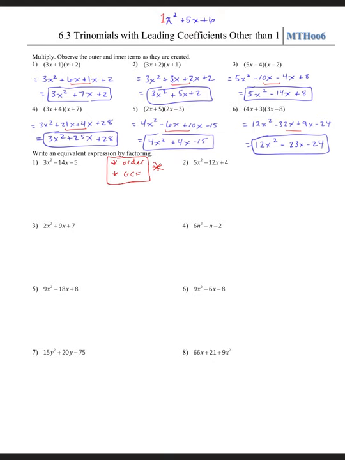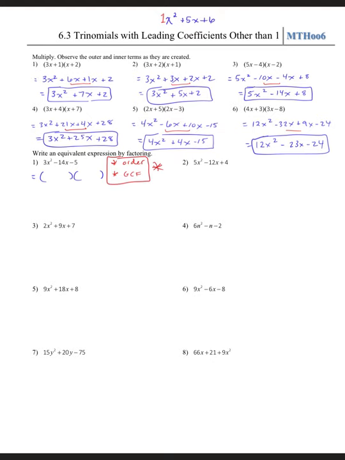Okay. So now, once we check those things, we can start by creating our two binomials. I always recommend write the parentheses out because it kind of helps us. Now, looking at the first term, it's a 3x squared. We know that you need an x here and an x here.